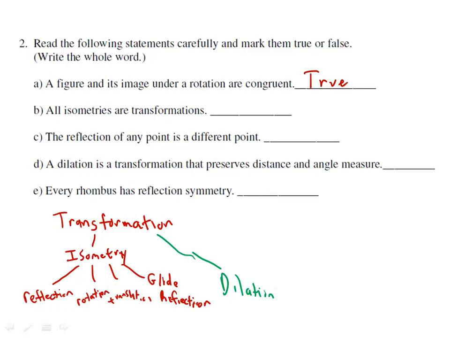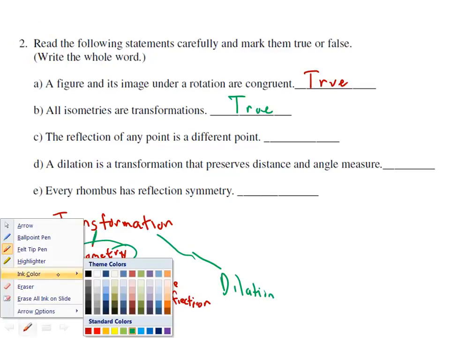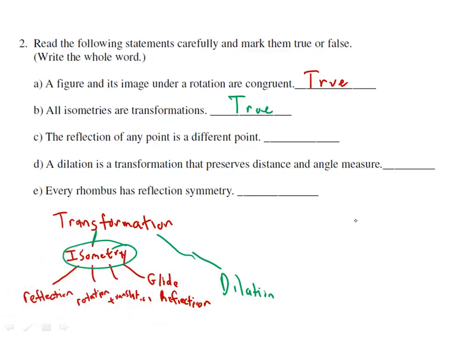Alright, all isometries are transformations. Well, you can see from the chart that yes, that's true. See how all the isometries fall under the transformation label. The reflection of any point is a different point. Now at first look, that might be one that we would say, well, obviously it's got to be a different point. How could it not be? Here's how it could not be.